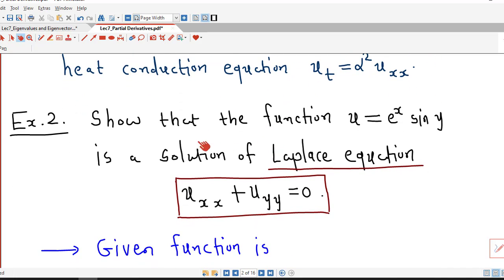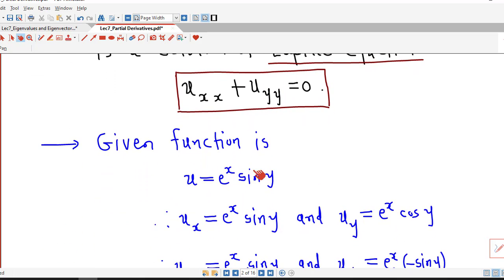We consider another example. Show that the function u equal to e raised to x times sin y is a solution of Laplace equation del square u by del x square plus del square u by del y square equal to 0. So here u is a function of two variables x and y. So we have to calculate partial derivatives of u with respect to x and y. So first we write down given function, which is u equal to e raised to x sin y.